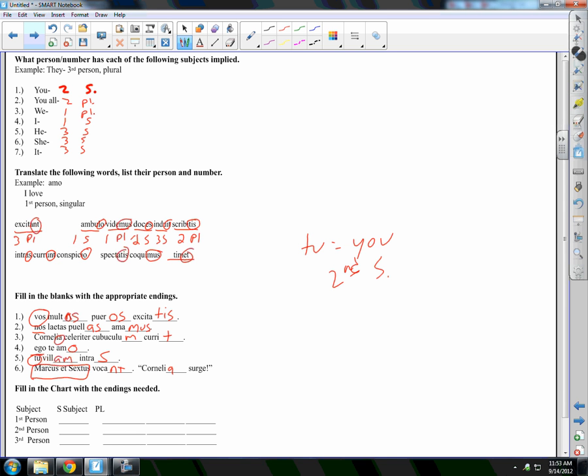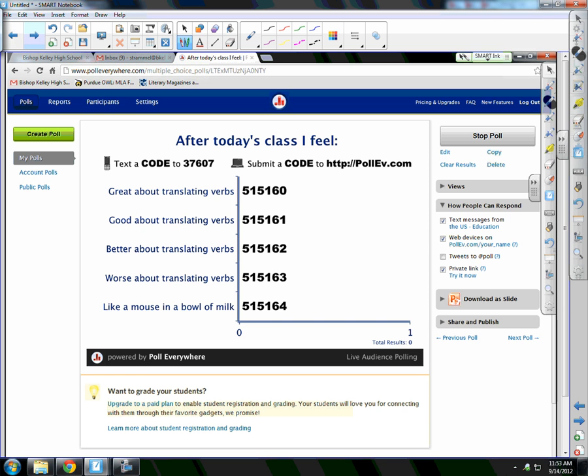Finally, I'm going to fill in the chart with the personal endings that are needed. If I have first person and singular, then I would have an O. If I have first person and plural, I would have MUS. Second person singular is S. Second person plural is TIS. Third person singular is T. Third person plural is NT. And that is all for this page.